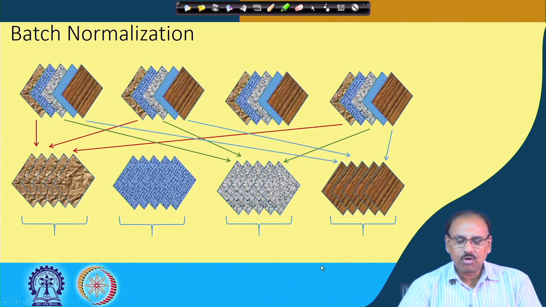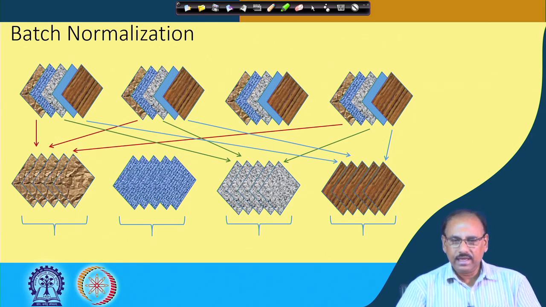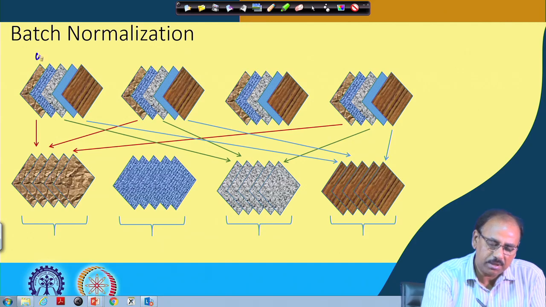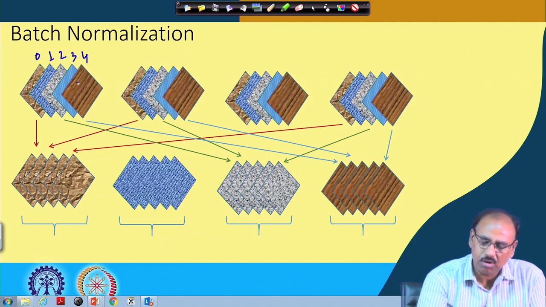So first we are talking about batch normalization. In case of batch normalization, what you do is you collect all the identical channels from all the training examples in the same batch and group them together. So if I put this as, say, channel number 0, this is channel 1, channel 2, channel 3, channel 4, and so on.